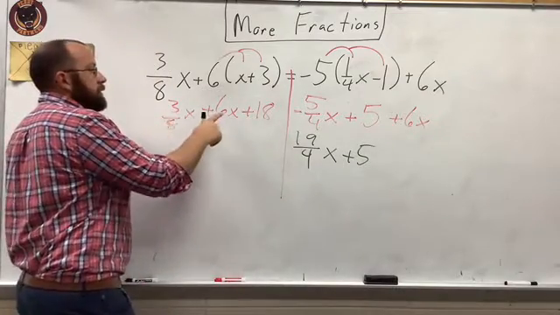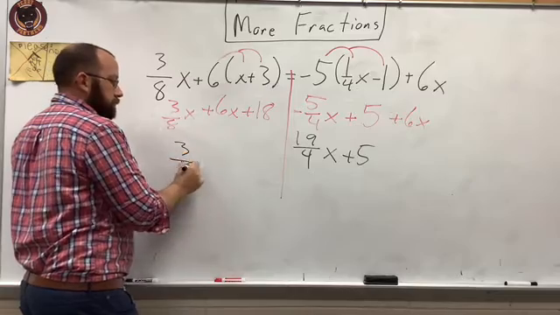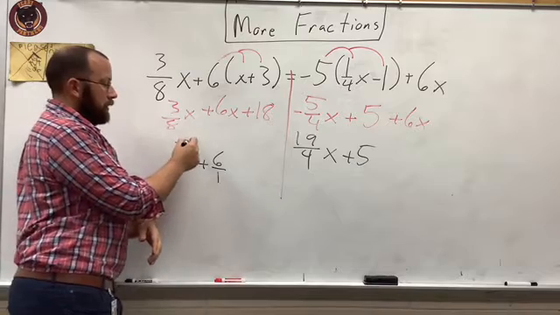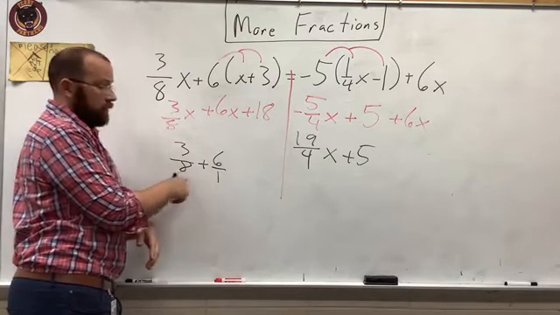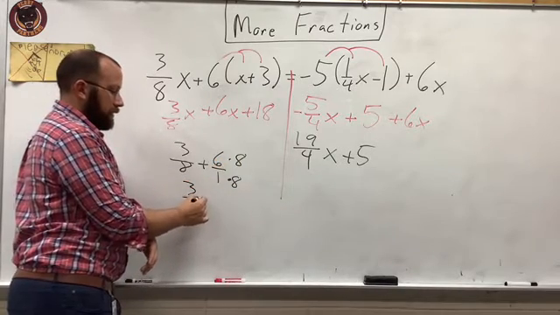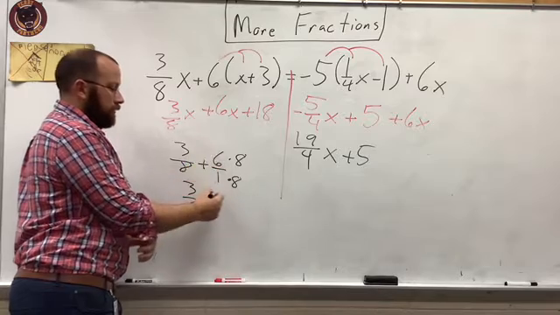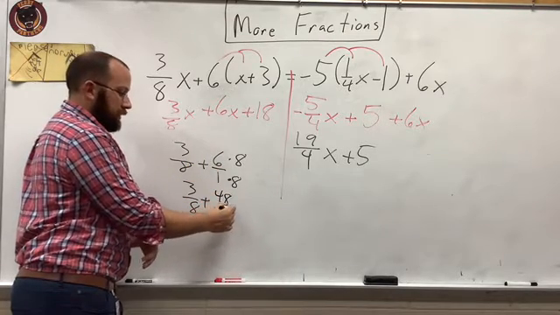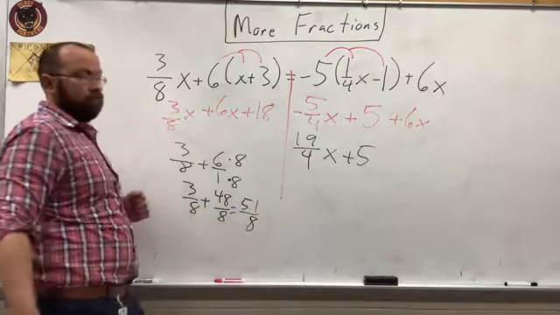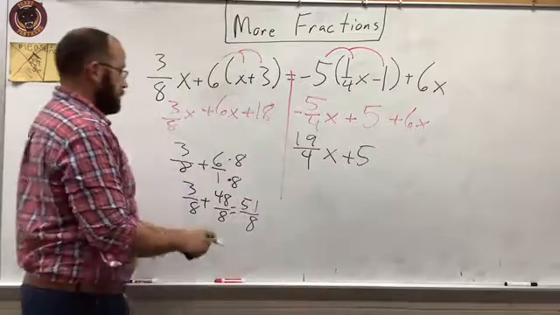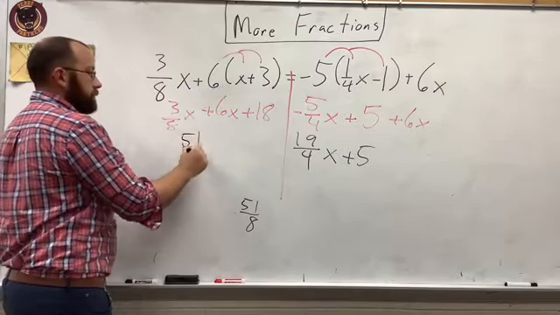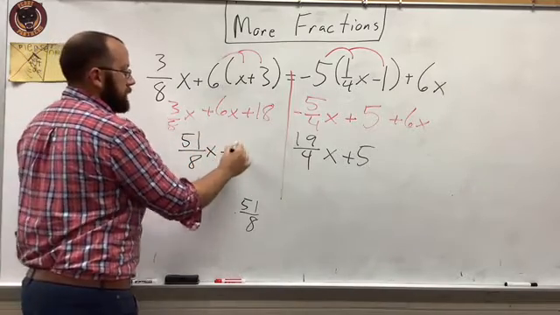So we have 3/8 plus 6. Again, that's actually 6 over 1. How do we make a 1 an 8? Multiply the top and bottom by 8. So that gives you 3/8 plus 48 over 8. You combine those together and you get 51/8. So I take 51/8 x plus 18 and I erase that.